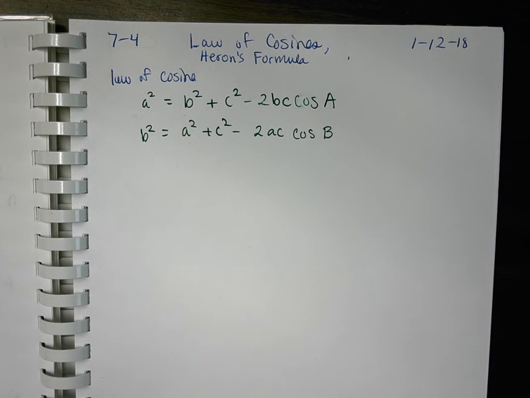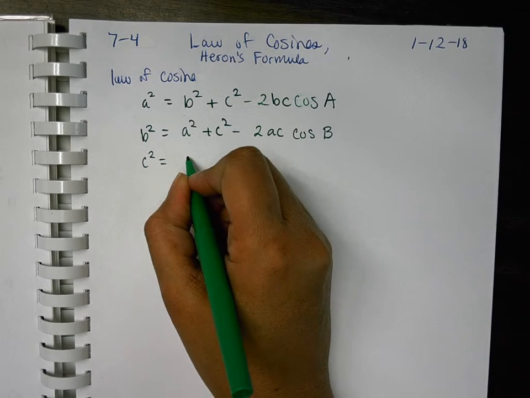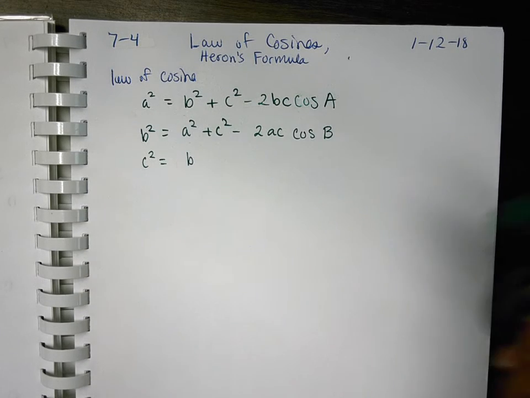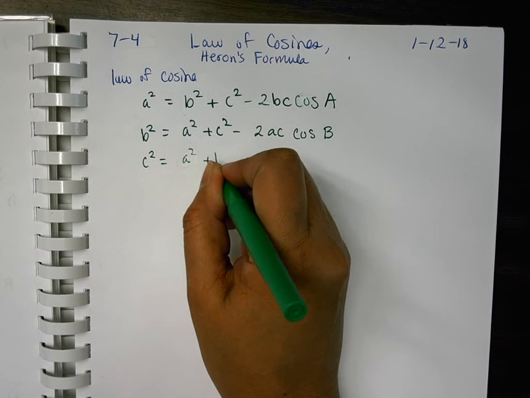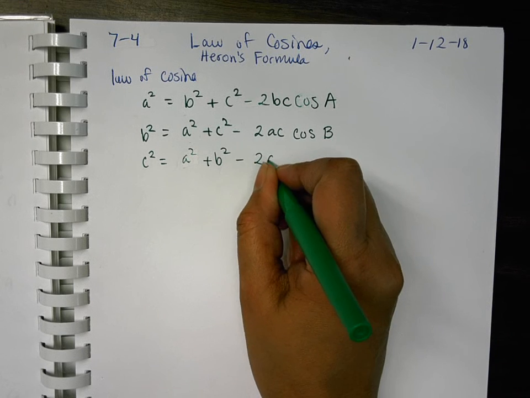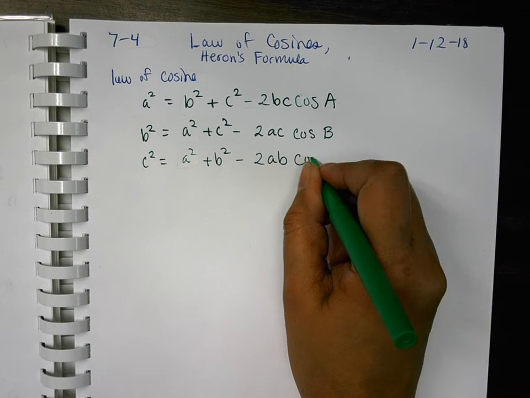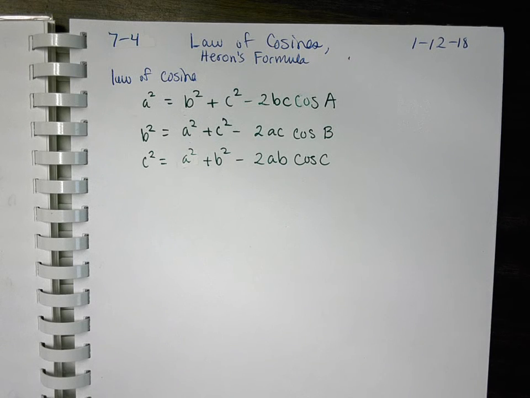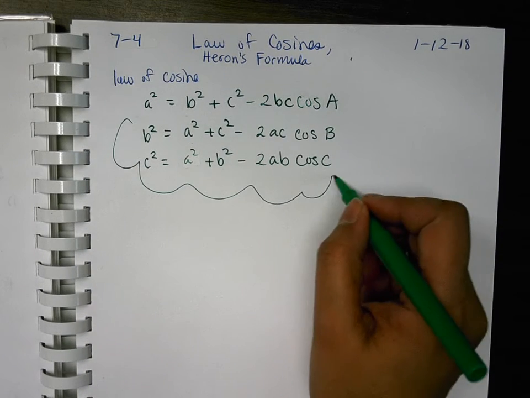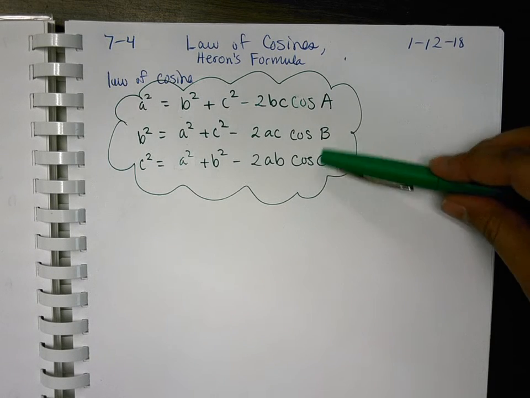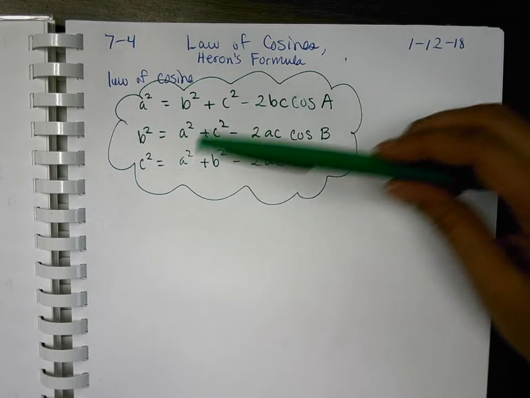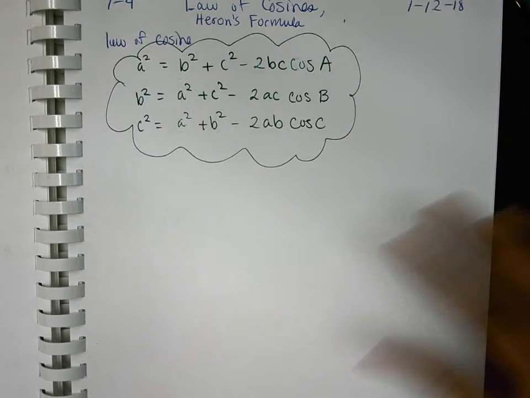Do we have it? A volunteer? Tell us what it is. C squared equals A squared plus B squared minus 2AB cosine C. All right, do you agree with her? Good job, thank you. So this is something you will need to work on memorizing. If you know the formula, they're all the same. So you memorize one, and you remember how the letters work, and you're good.